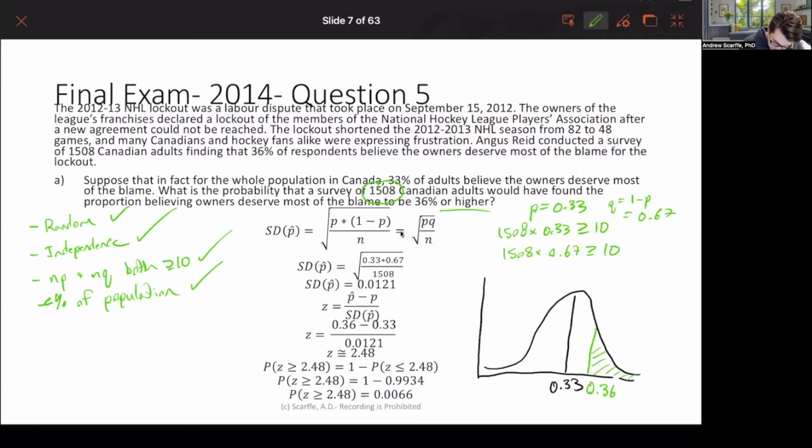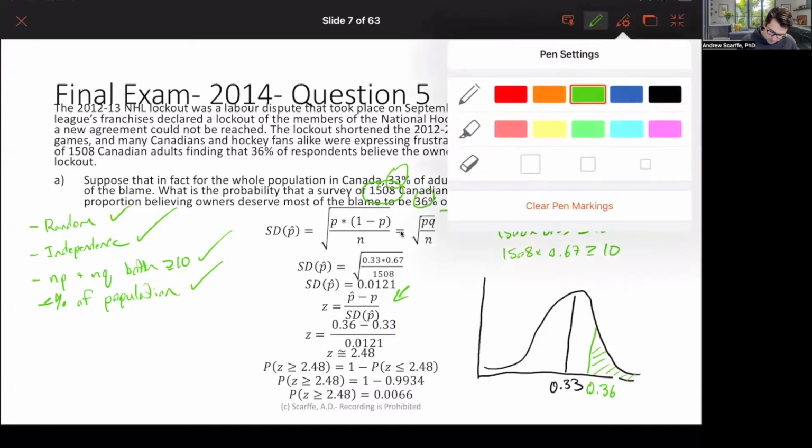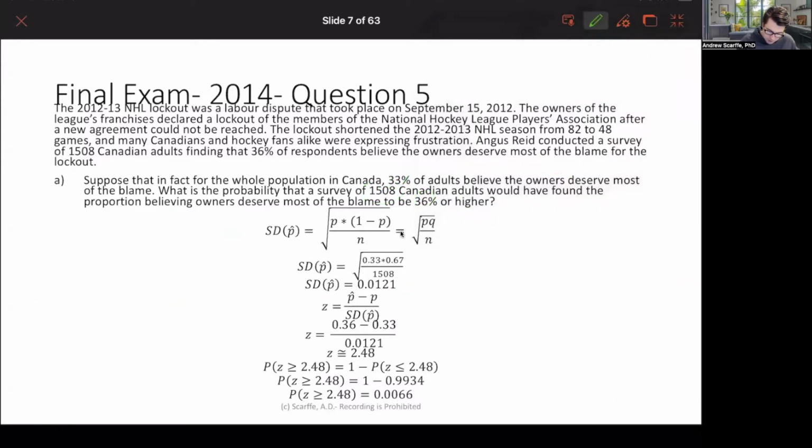So if we just focus our attention right here on our Z-score, what do we notice? Well, we have the p hat, that's the proportion of our sample that's given to us to be 0.36 minus our expected proportion, that's 0.33. And what we don't have is the standard deviation of the proportion of our sample to calculate our Z-score. So we need to go ahead and calculate our standard deviation of p hat. So that's where we'll focus, our standard deviation of p hat, which is right here.